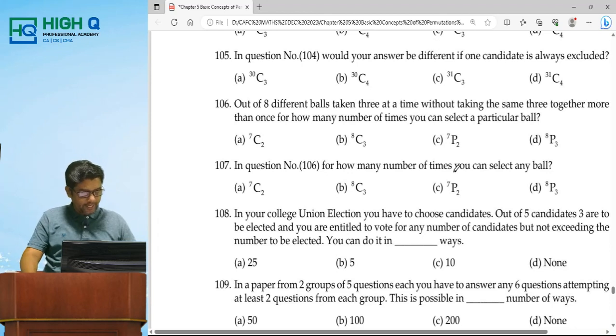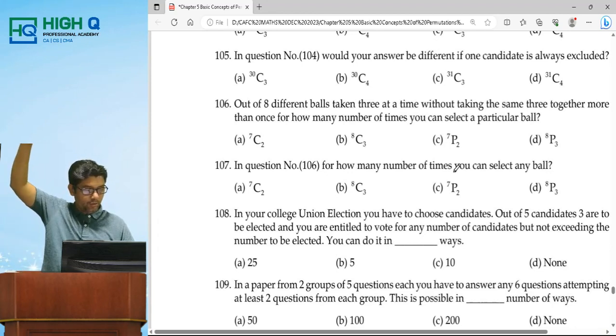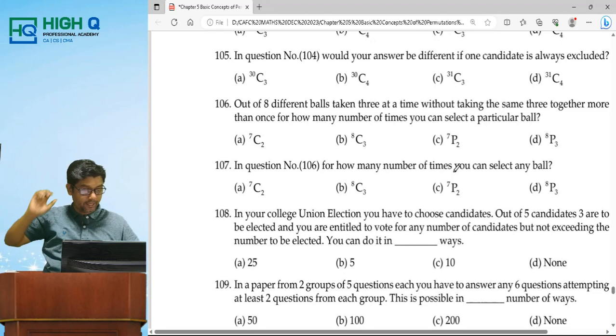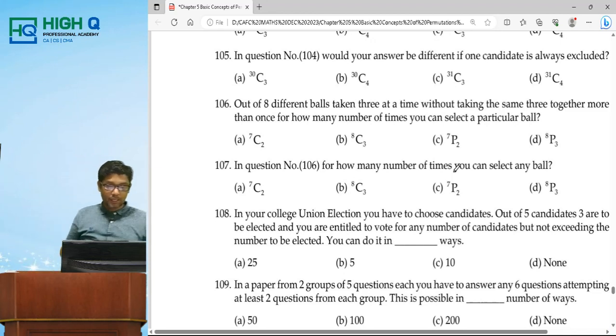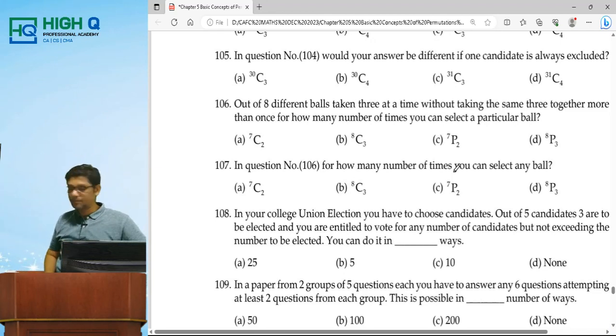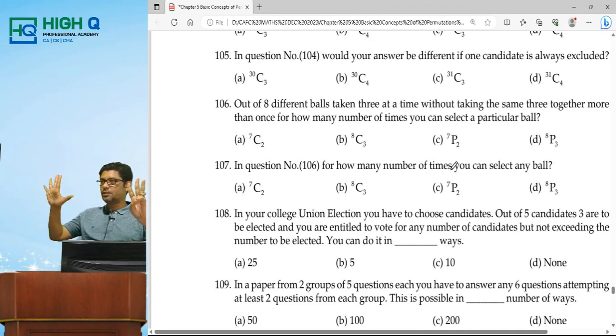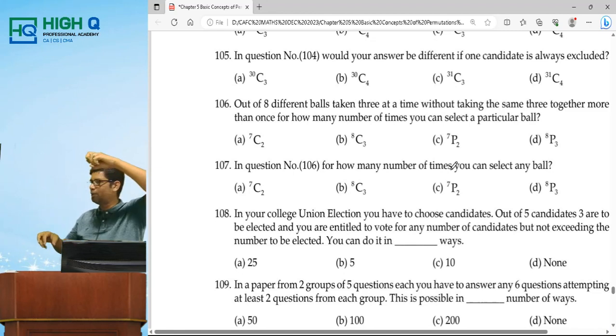Out of 8 different balls taken 3 at a time without taking the same 3 together more than once, for how many numbers selected for a particular ball? A particular ball is always selected. Is it 7C2? Why? There are 8 balls. One particular ball I have to always select. So only remaining how many to be selected?